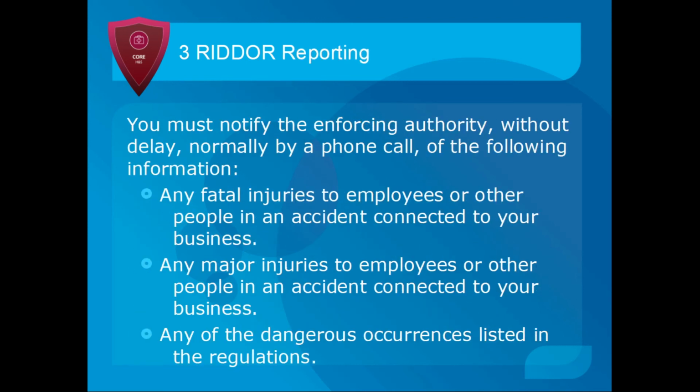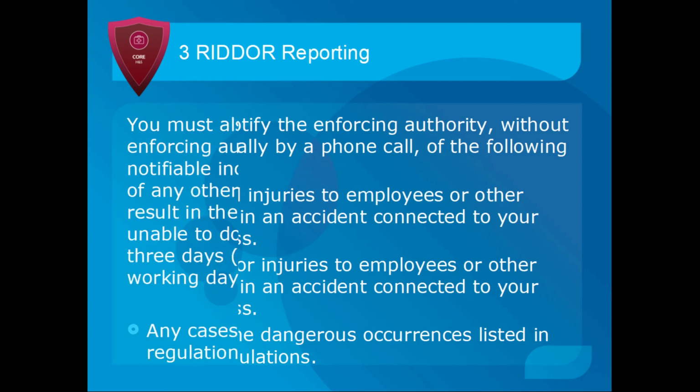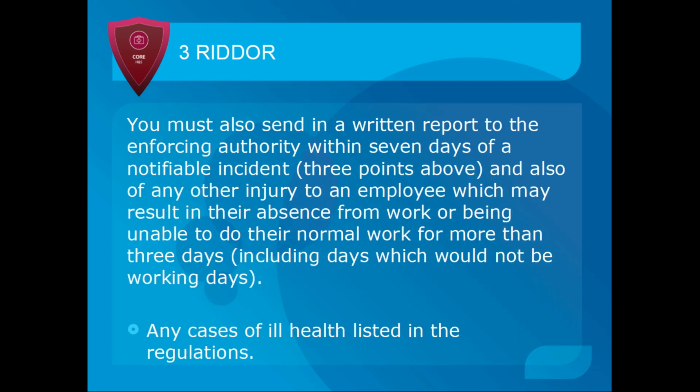You must notify the enforcing authority, usually the local council, without delay, normally by a phone call, with the following information: any fatal injuries to employees or other people in an accident connected to your business, any major injuries to employees or other people in an accident connected to your business, any of the dangerous occurrences listed in the regulations. I would refer you to those regulations to check. You must also send in a written report to the enforcing authority within 7 days of a notifiable incident.